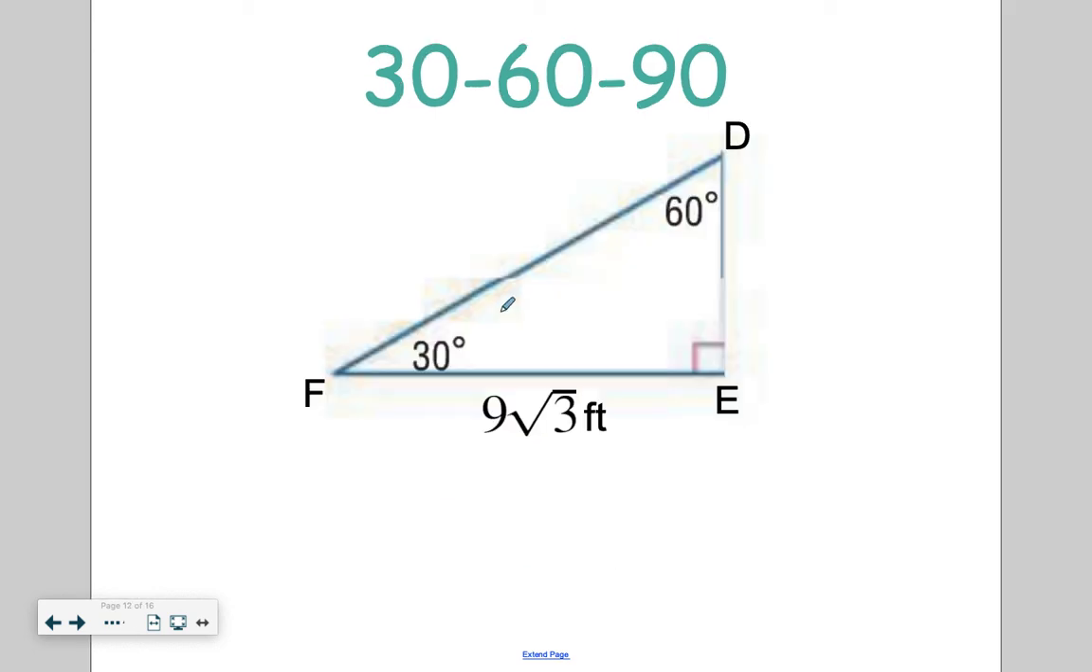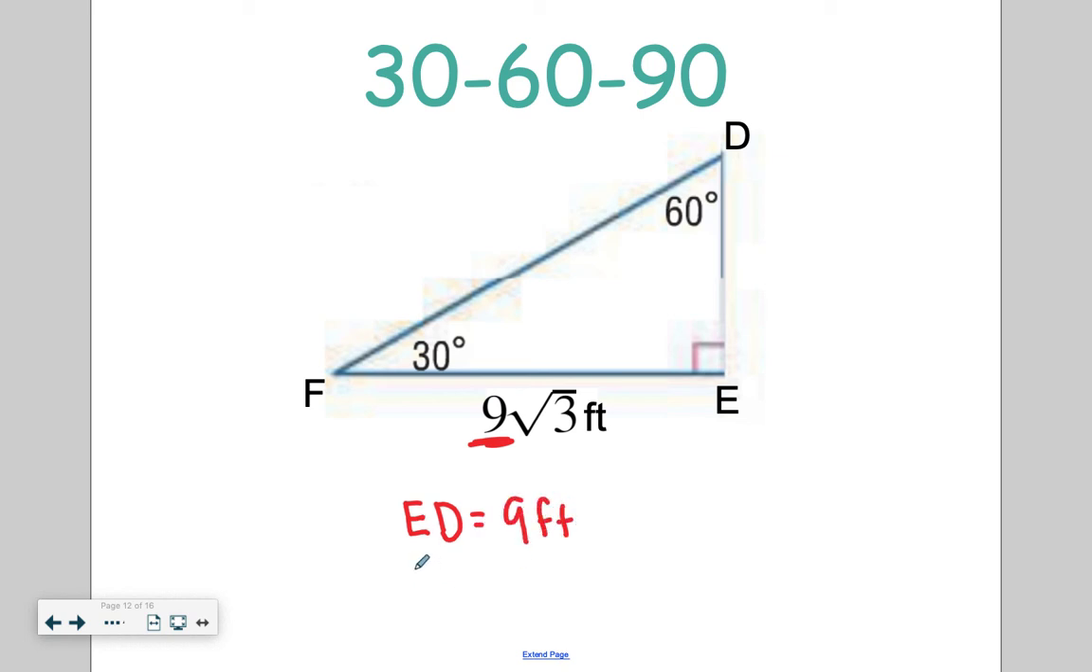In this case, they're giving us the middle side. So we've got 9 square roots of 3 feet. Again, we're going to start by finding that short side, which our x value then is going to come from whatever is in front of that square root of 3. So in this case, ED is going to equal 9 feet.